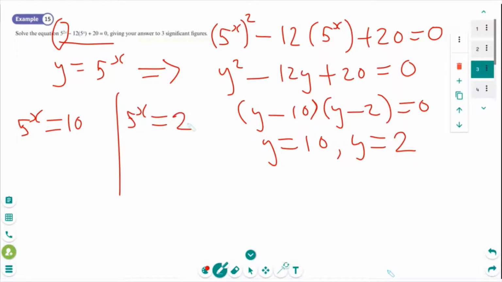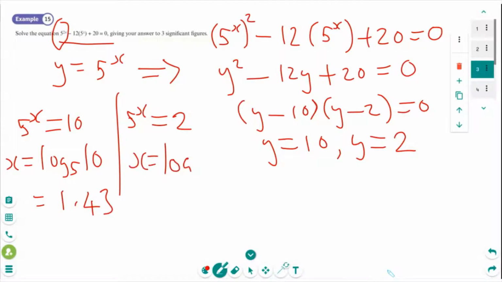These can be solved in the same way as the previous examples. So x is going to be log base 5 of 10. You work it out on the calculator function, and you get 1.43 to 3 sig fig. This one, x equals log base 5 of 2, and on the calculator, 0.431, 3 sig fig. Okay, any questions on that?